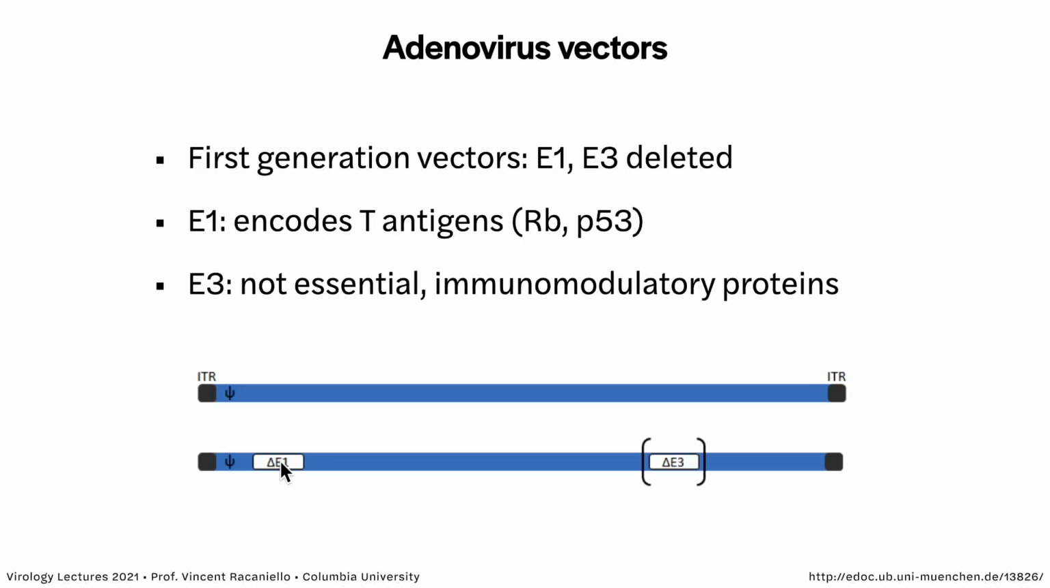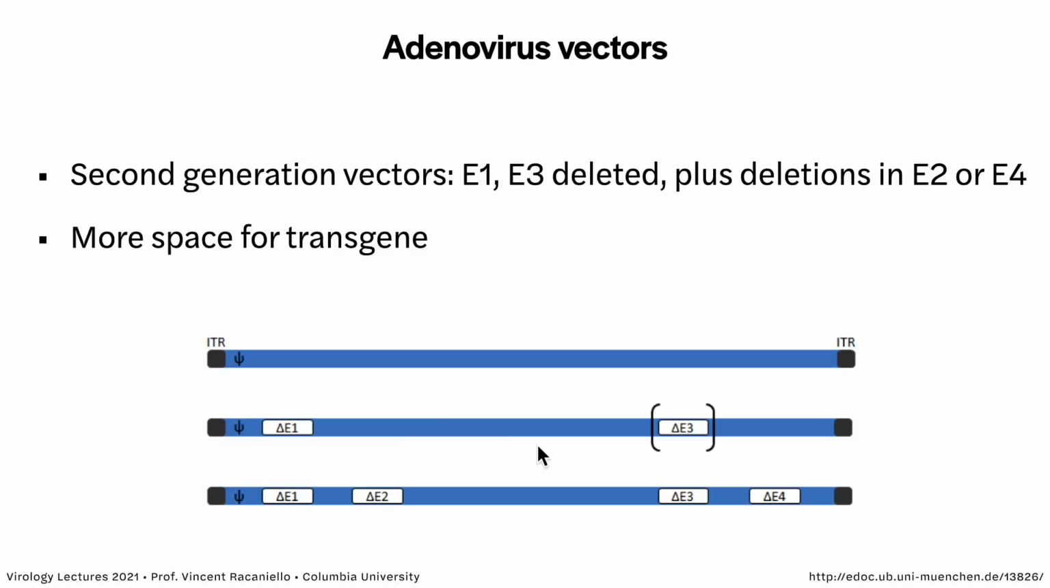You use a different promoter than the E1 dependent promoter to drive your transgene, but the viral genes are not going to be expressed. And you can also delete E3, which encodes immunomodulatory proteins. You don't really care about that because these things are not going to be replicating. So this gives you a little bit of space. And in fact, the E1, E3 deleted adenovirus is used for the J&J vaccine, which is unfortunately having problems.